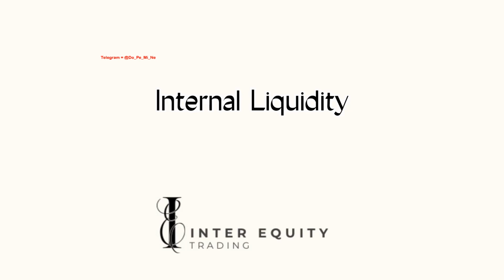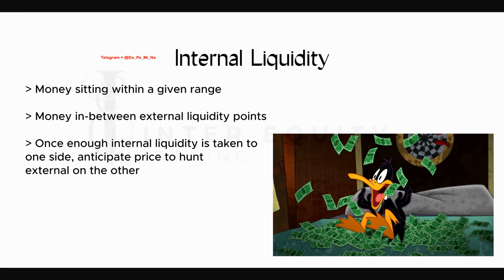Okay, so in this video, I'll be talking about internal liquidity. Internal liquidity is basically money or people's stop losses sitting within a given range. These are basically in between your external liquidity points. So the general idea is once enough internal liquidity is taken to one side, we can anticipate price to hunt external liquidity on the other.